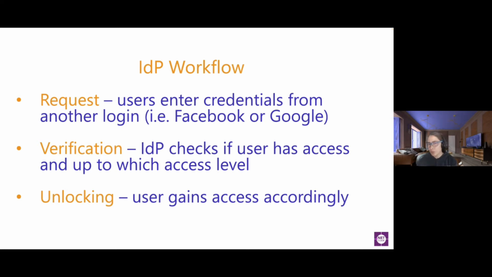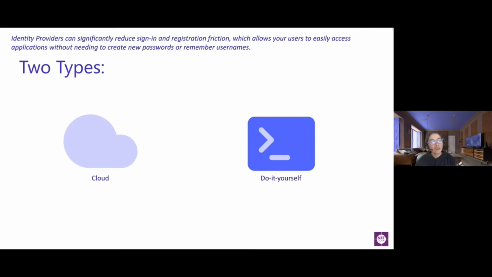So if you notice, trust is very important with OpenID Connect and OAuth. Once you're authenticated at the identity provider, you have this thing called single sign-on. You can switch in and out of applications without logging in time and time again. Identity providers can significantly reduce sign-in and registration friction, which allows your users to easily access applications without needing to create new passwords or remember usernames.